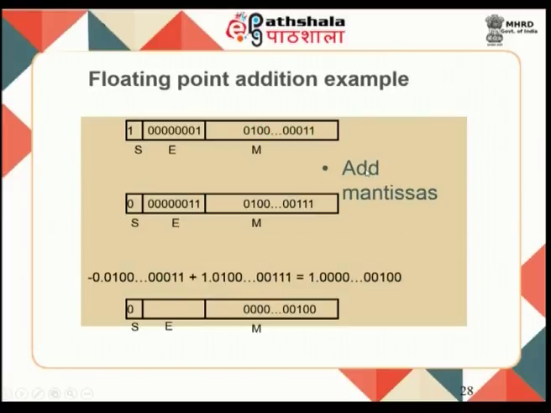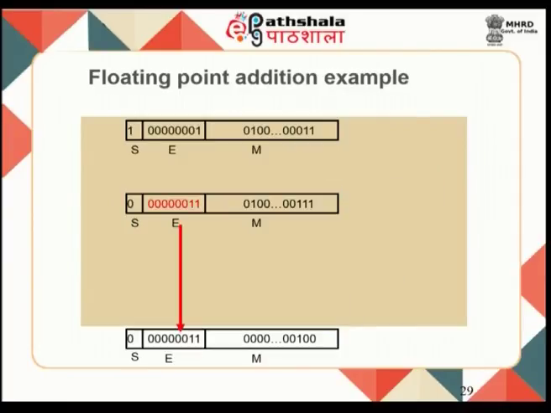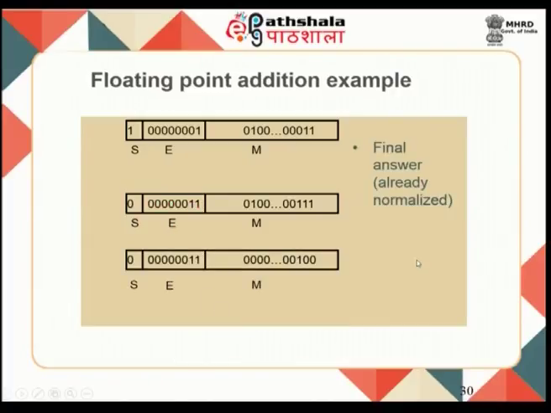After having shifted the values, you will have to add both the mantissas, and the exponent is taken as the larger of the exponents. So, tentatively you fix this as the exponent value and check whether the result is already available in the normalized form, or you will have to normalize it further. If it is not in the normalized form, you will have to normalize it, but here you find that the final answer is already normalized. So, that is the result.